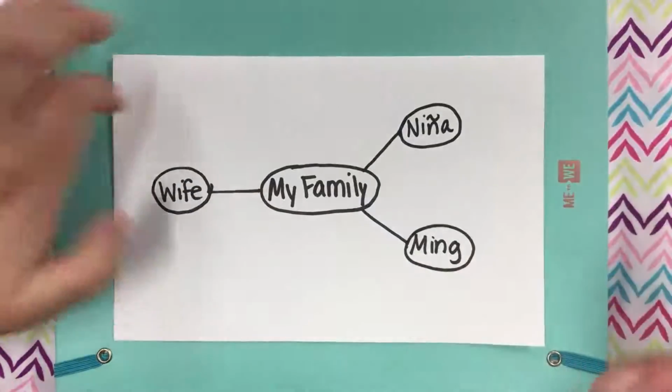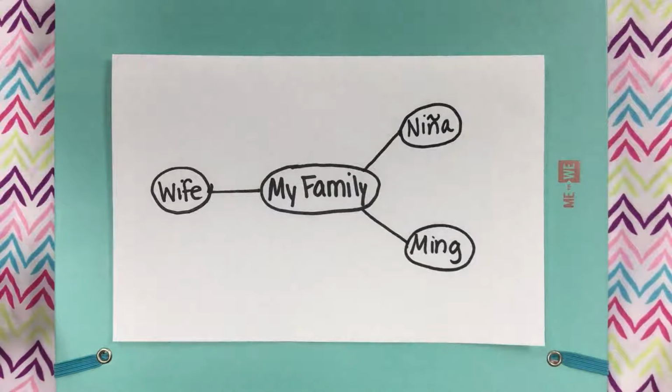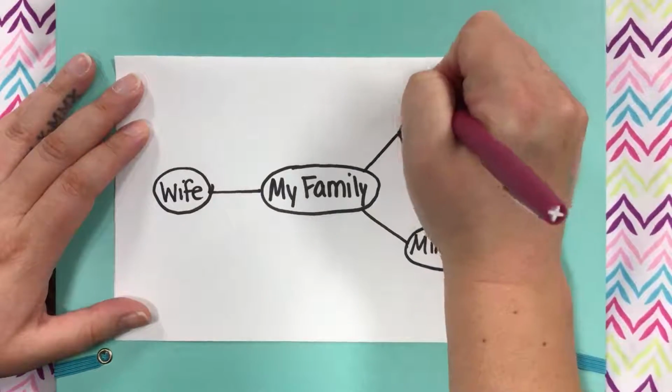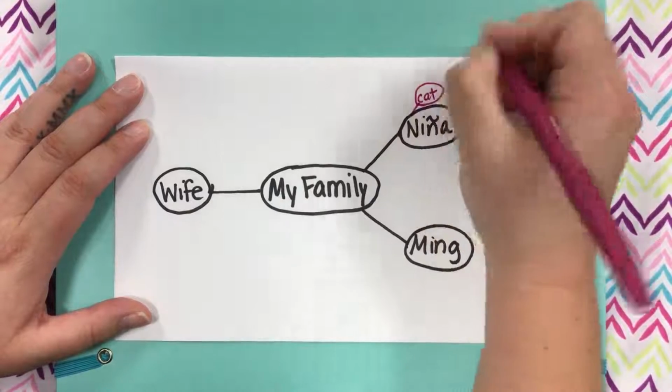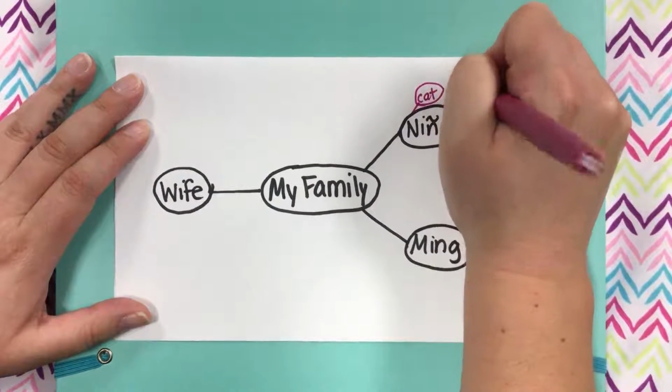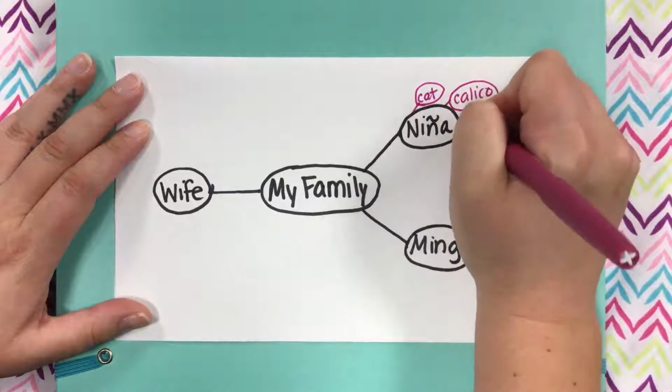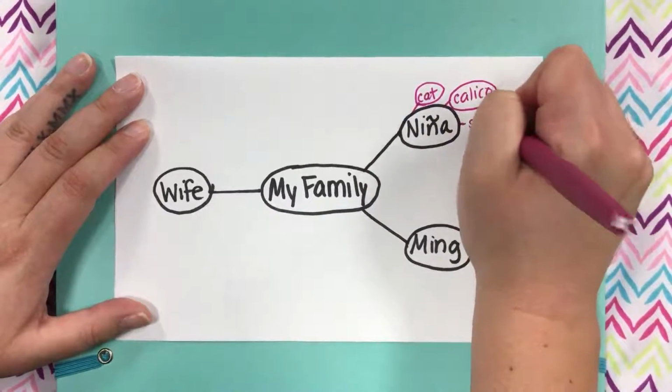So then, as I'm going to start narrowing this down a little bit of brainstorming, I'm going to pull my focus to just one of the bubbles to start. So I'm going to start with Nina. Nina is a cat. She is calico. She is that definition of scaredy cat.